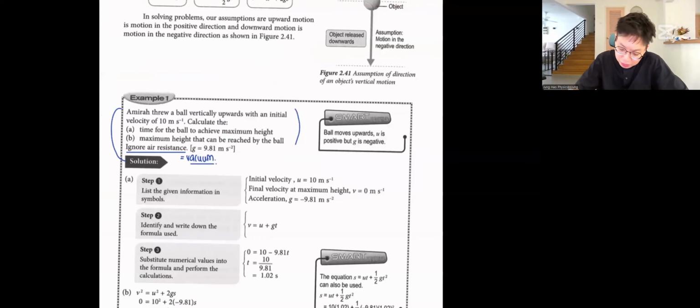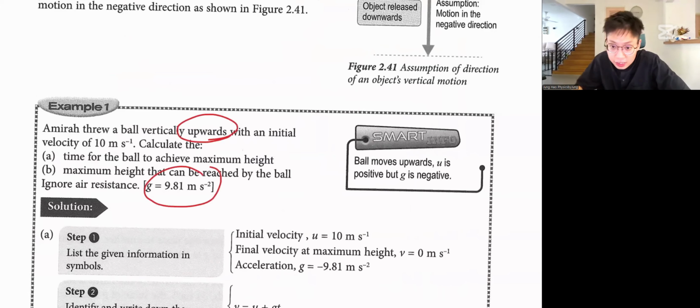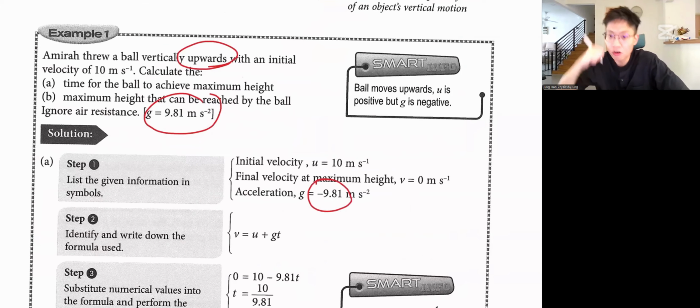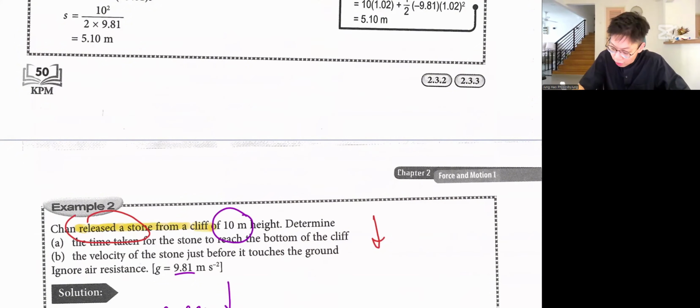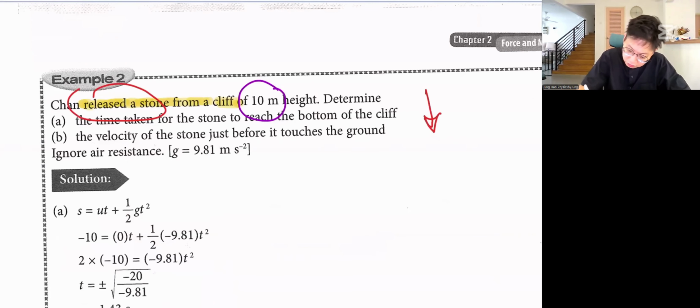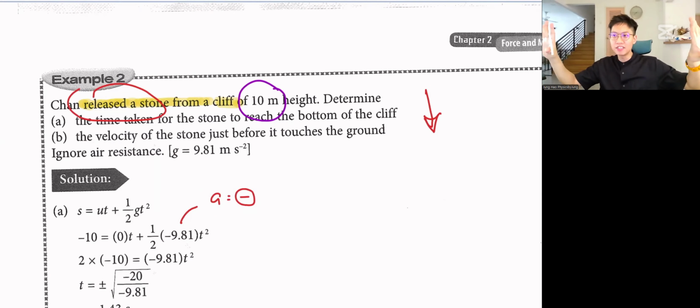If you look at the school textbook, it is like this. Have a look first. They throw a ball vertically upwards. Gravity, they use negative. Correct? Then when this thing is released from a stone, meaning it goes down, your teacher also uses negative for the gravity, this acceleration. However, I want everybody to put down your pencil first.